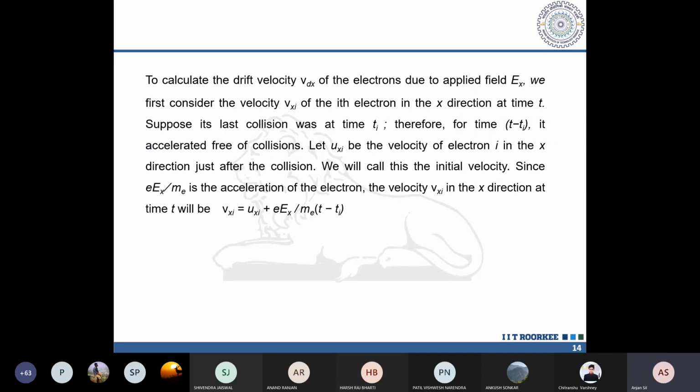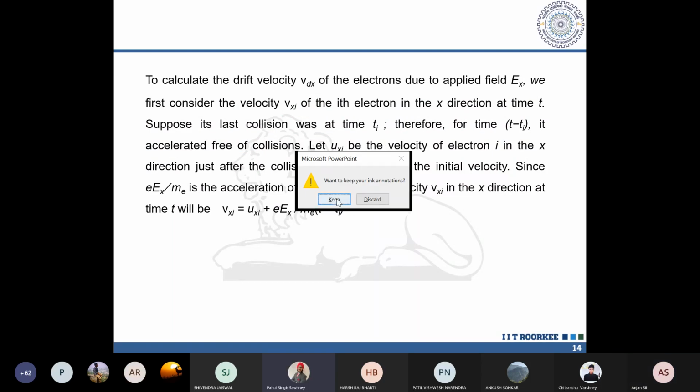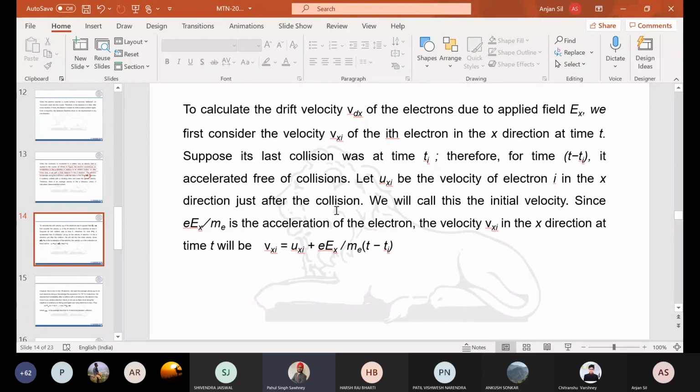Now, Sir, yes, tell me. Sir, earlier you said that the electric field will be dependent on time, and from there we would find the current flow by putting it in terms of velocity as a function of time.